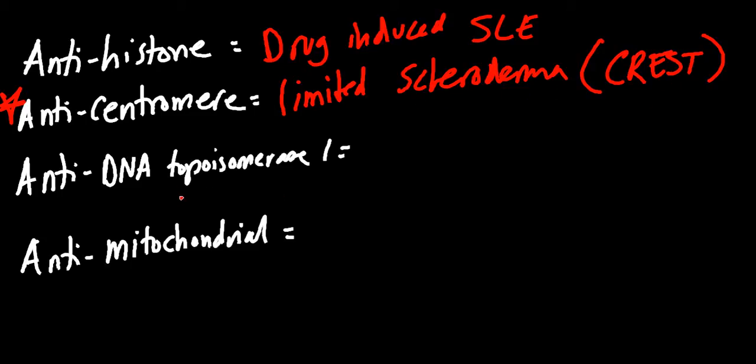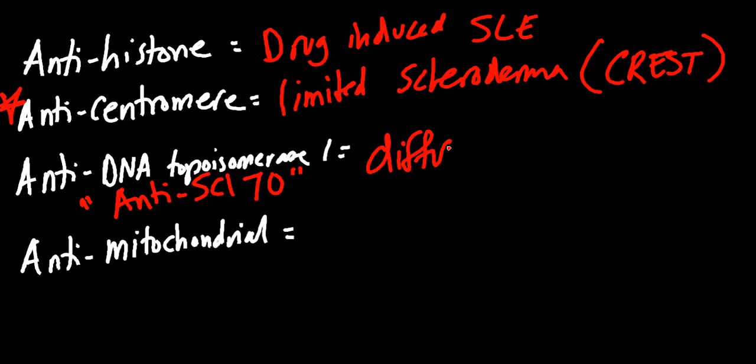Now, anti-DNA topoisomerase 1. This is also going to be known as anti-SCL70. Maybe that SCL may help you. If you see anti-SCL, also known as anti-DNA topoisomerase 1, I want you to be thinking diffuse scleroderma. So that antibody kind of has a hint as to what disease: anti-SCL, scleroderma. So diffuse scleroderma.